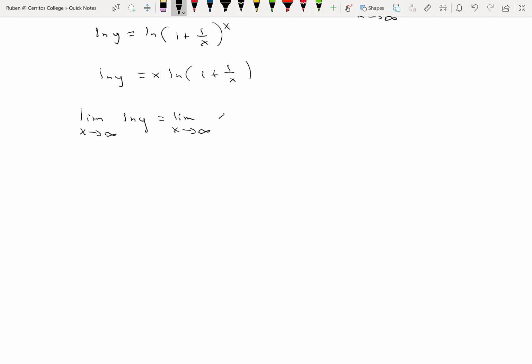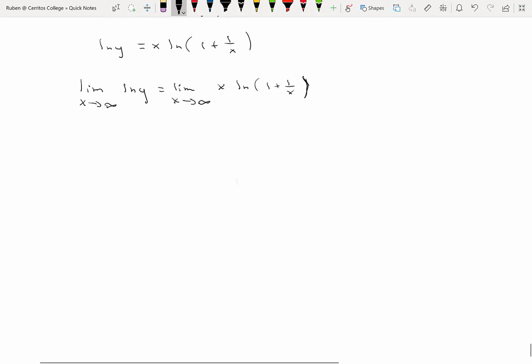Now, how could I get the limit of y out of this? Think about it. If I take the limit of the natural log and I get some number, how do I get the limit of the function without the natural log? What cancels out the natural log? Take e to both sides, exponentiate. If you missed that, don't worry about it. It was just sort of a preview.